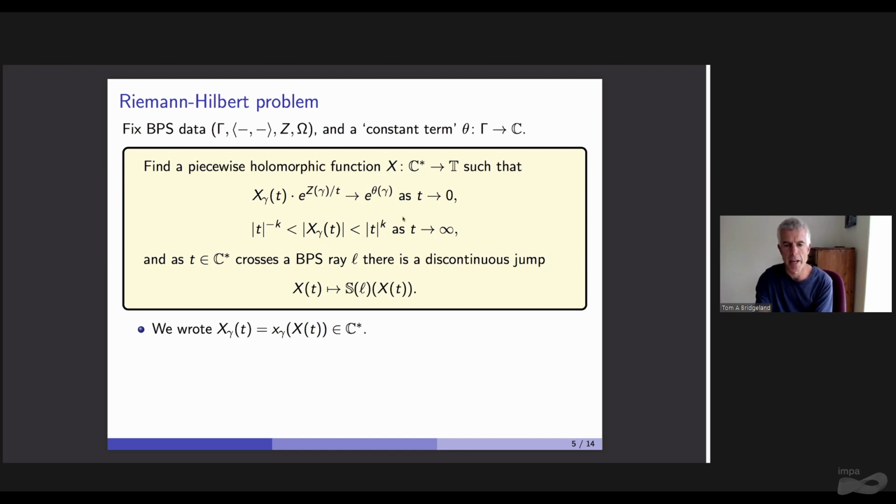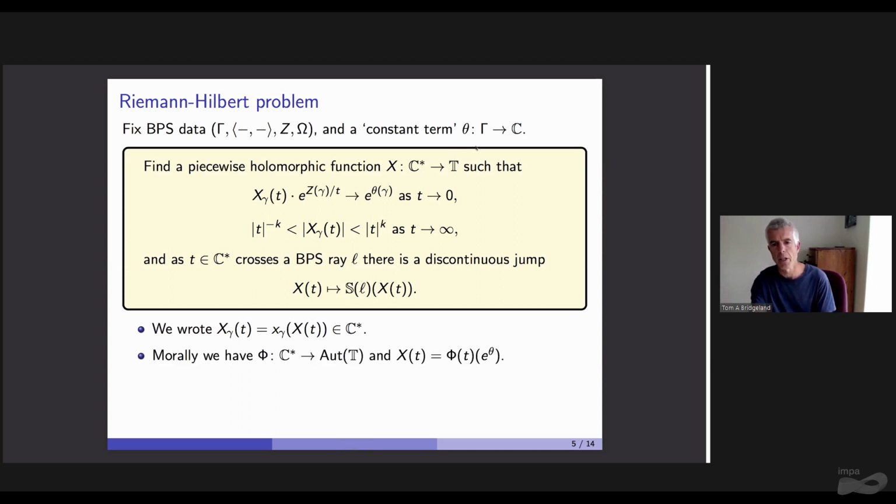Okay, and this is where we're strictly different to what Gaiotto, Moore, and Neitzke were doing. At infinity, they had a condition like this, except Z was replaced with Z bar. So there was some kind of anti-holomorphic dual of the singularity at t equals 0 going on at t equals infinity.